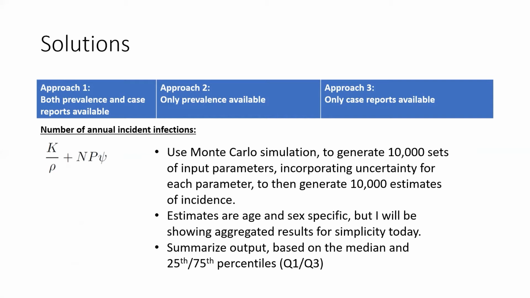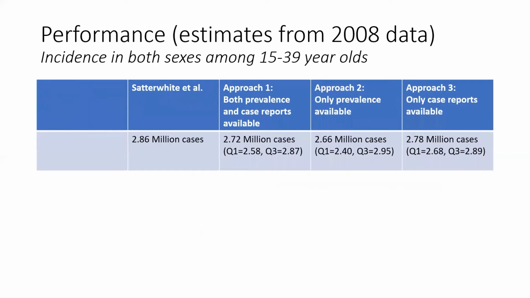We do this using age- and sex-specific input estimates to give us age- and sex-specific incidence estimates. Today, I'm only going to be showing you the aggregated results, so combined by sex and age. And I've summarized outputs based on the median and the 25th and 75th percentiles, or the first and third quartiles, of the resulting distribution. So how did this method compare?